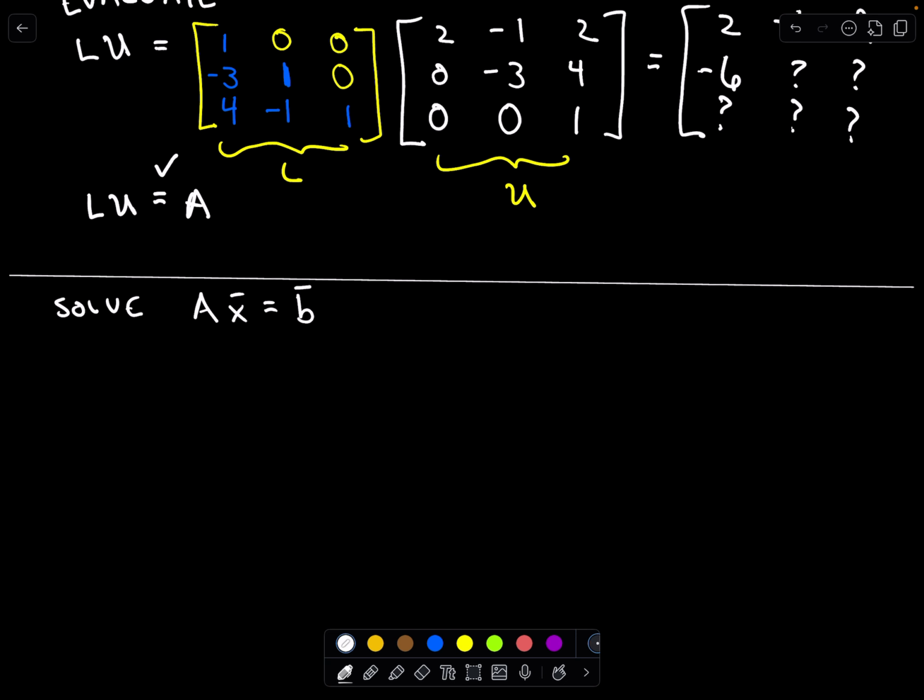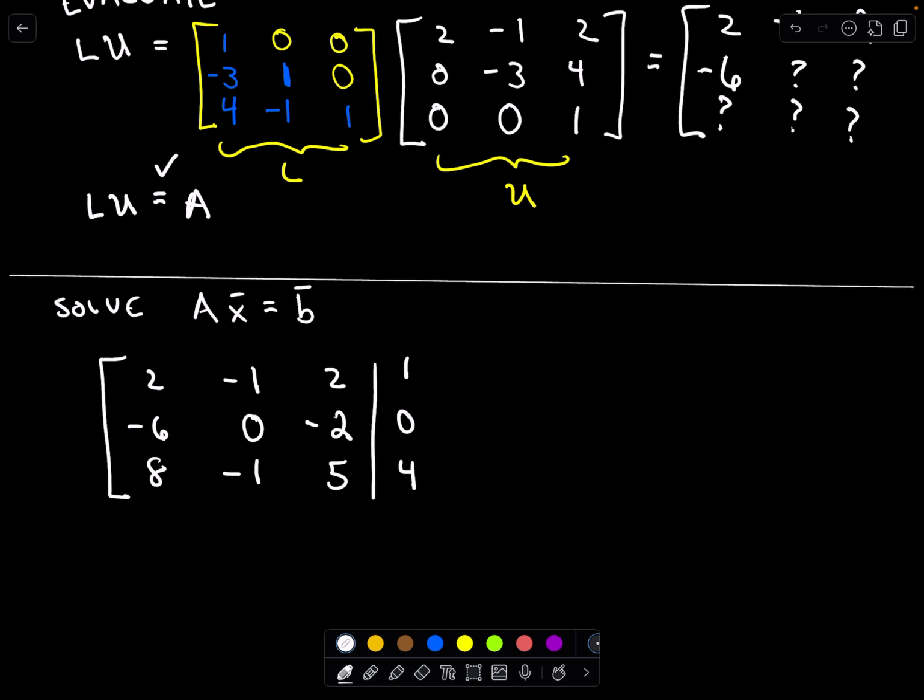Okay, so we want to solve that matrix equation, AX equals B. So again, if you jot down our original matrix A, what did we start with here? No negative. So we said we had 2, -1, 2, and then we had -6, 0, -2, and then we had 8, -1, and 5. And our vector B, recall that vector B was equal to 1, 0, and 4.